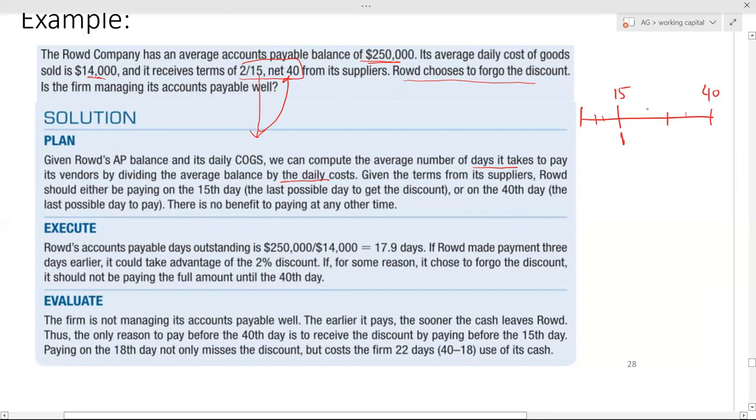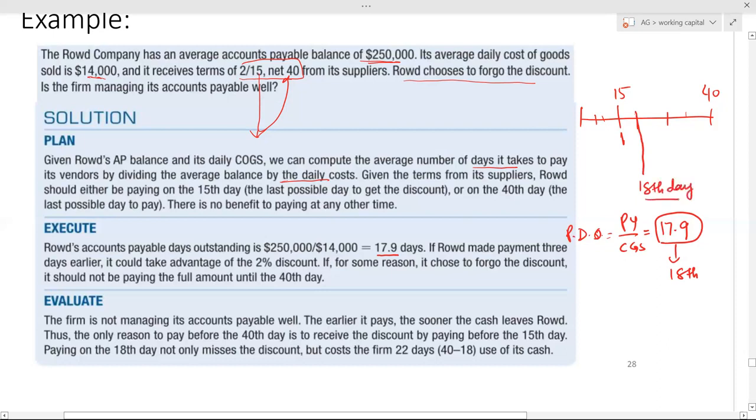Okay, so the company's account payable days outstanding, we need to calculate that. So that is account payable days outstanding, payable days outstanding is equal to payable divided by CGS. Okay, so that is 17.9 days. So the company's current payables are being paid on 17.9th day, or in other words, just 18th day. So it means they are being paid here on 18th day.